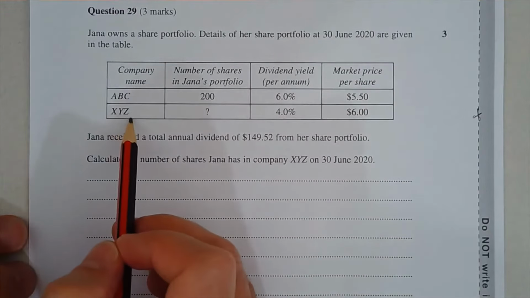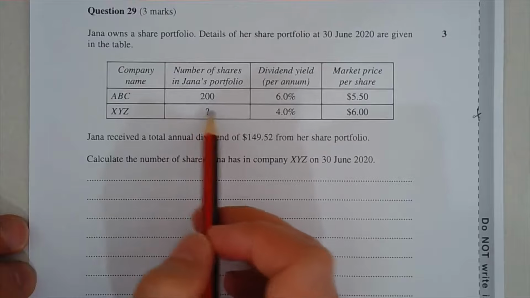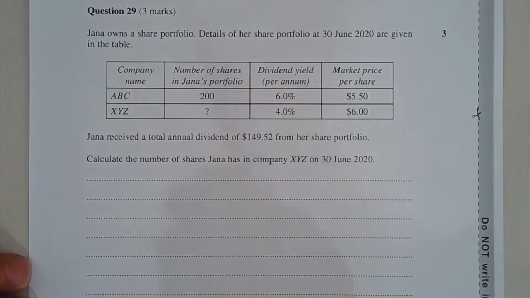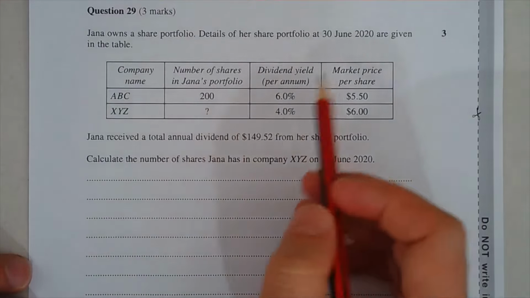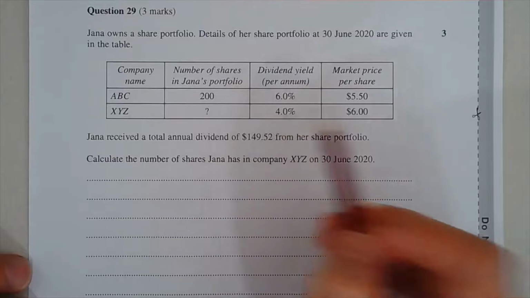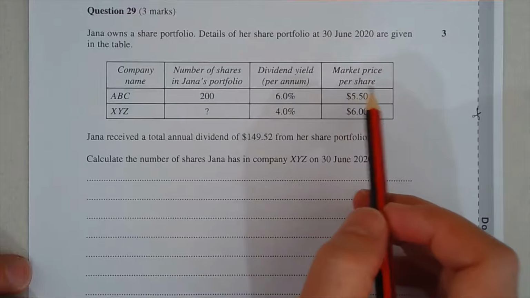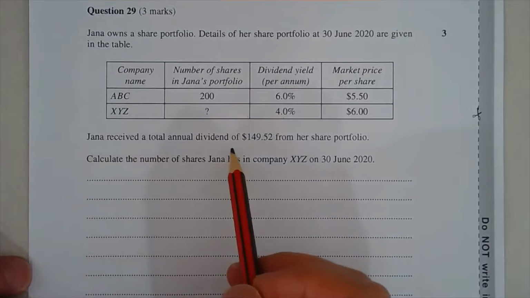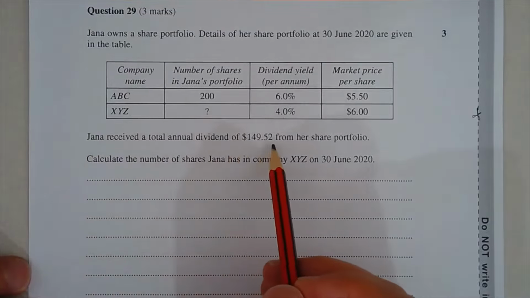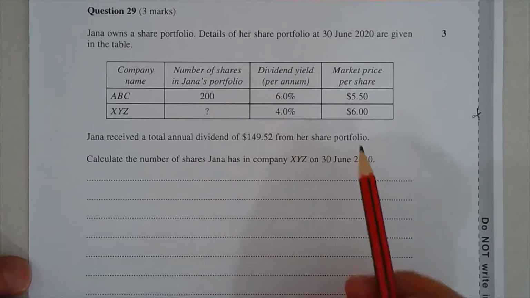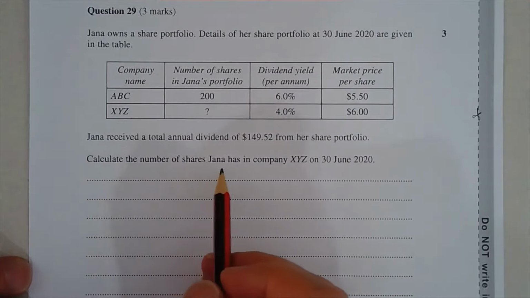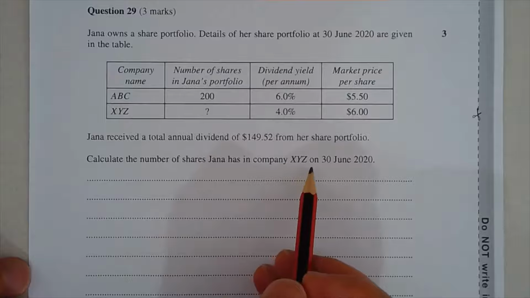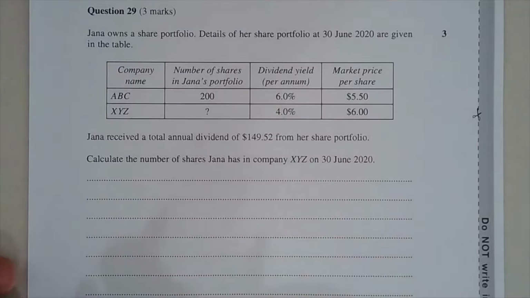And for company XYZ, we don't know how many shares she owns. In fact, that's what the question's about, to work that out. The dividend yield per annum is 4%, and the market price per share is $6. Yana received a total annual dividend of $149.52 from her share portfolio. Calculate the number of shares Yana has in company XYZ on 30 June 2020.